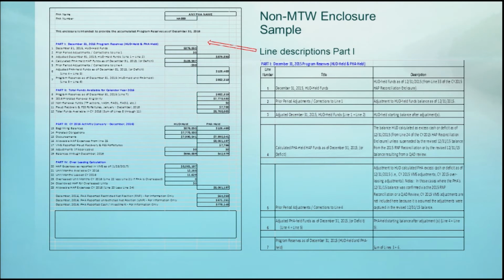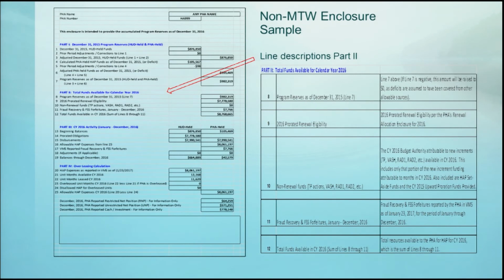mainly in VMS from prior periods. Line 2 and line 5 are those adjustments. Line 7 is the final adjustment to the beginning balance. In part 2 of the enclosure is where we added the funds that are available.